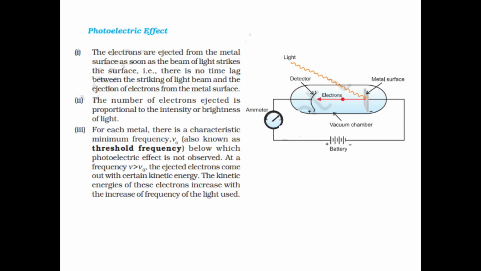The number of the electrons ejected is proportional to the intensity or brightness of the light. For each metal, there is a characteristic minimum frequency, that is nu zero, also known as threshold frequency, below which the photoelectric effect is not observed. At a frequency nu greater than nu zero, the ejected electrons come out with certain kinetic energy. The kinetic energies of these electrons increase with the increase of the frequency of the light used.